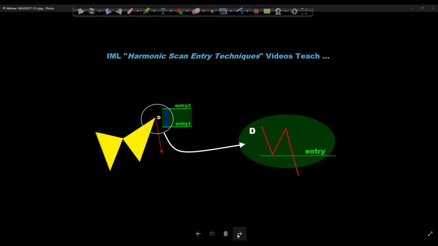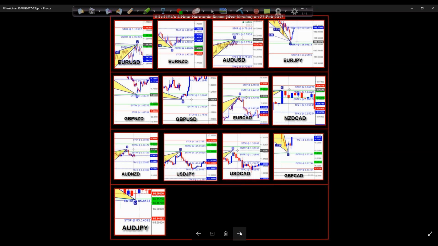So what I did for fun is a couple months back, I went to the IML web scanner and I pulled up 4-hour trades. All 4-hour harmonic scans that were showing as active at the time, I pulled up. And these are those 13 that I pulled up. It was 27th of February, so a little bit more than a couple of months back. So I pulled them all up. And then I did a little analysis on each one of these 13 of the 4-hour trades.